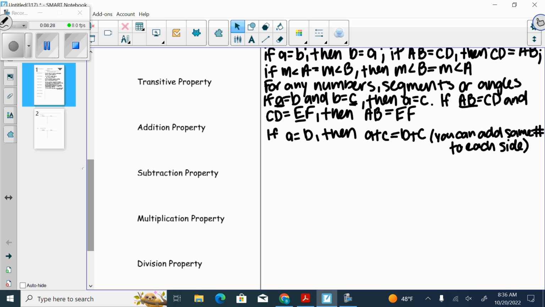Okay, the subtraction property is very similar. If you know that A is equal to B, then you should be able to subtract some value from each of those and it still be equal. So here you can subtract the same number from each side.